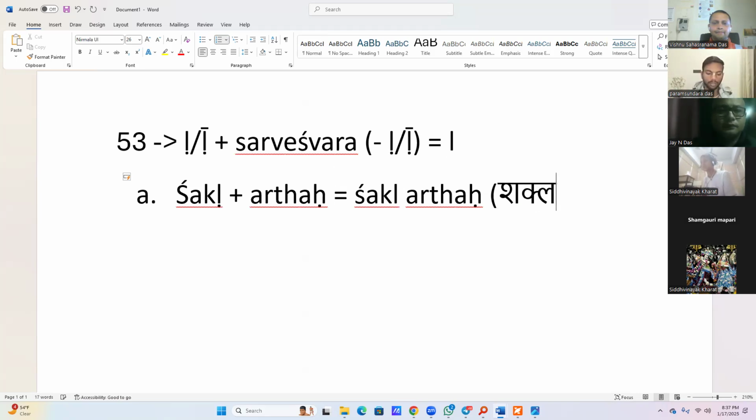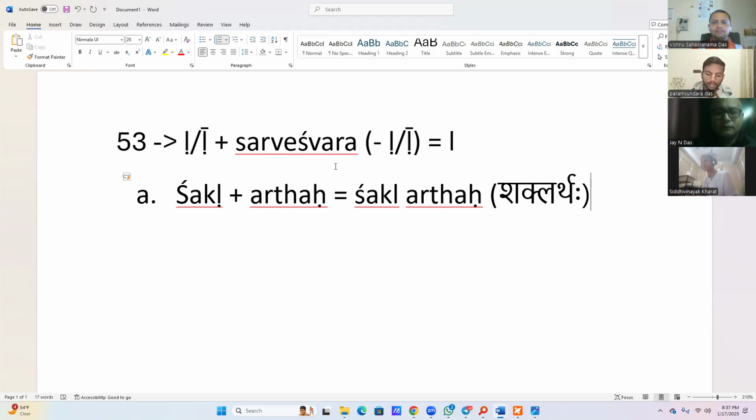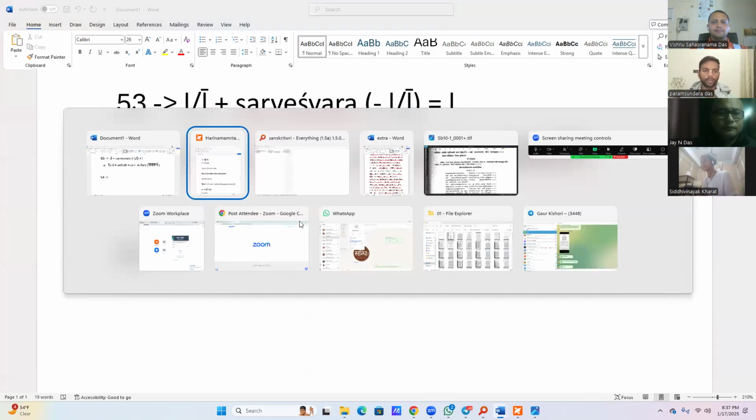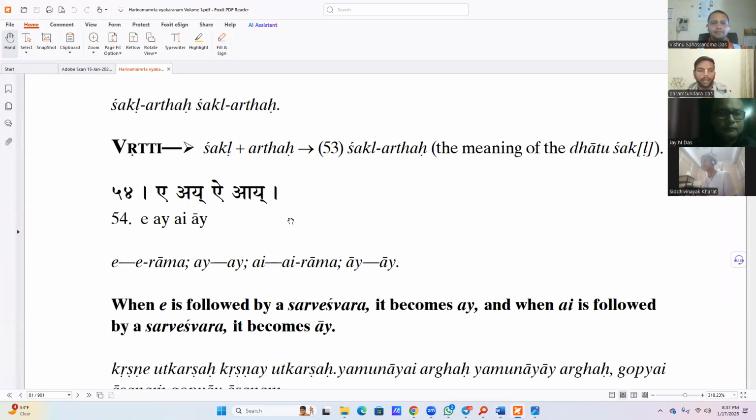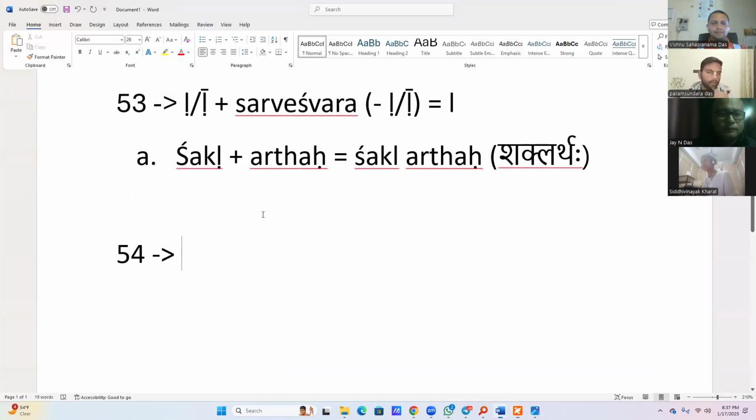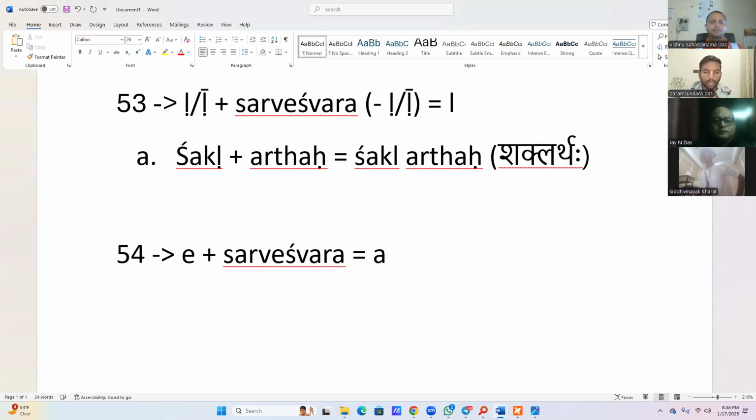So Shak Lar. Okay. That's all, nothing much. This one, 53. Then the next sutra says A I I I. A I. If we have A at the first place, A Rama, followed by any Sarveshwara here, then Sarveshwara will remain as it is. A will become I. Sorry, A will become I. This I is Ya with Halanta.